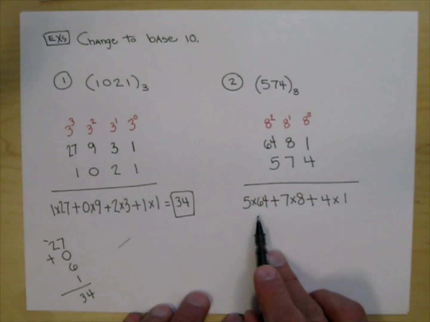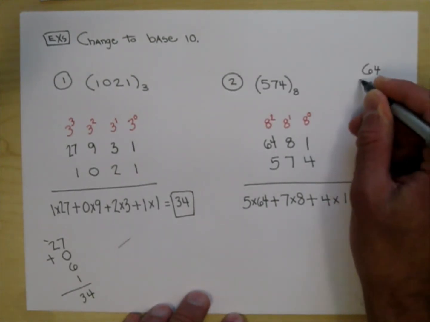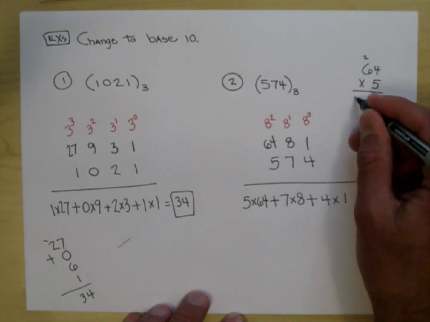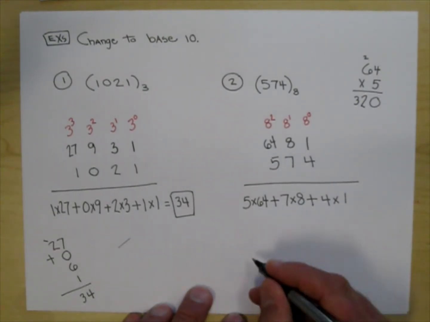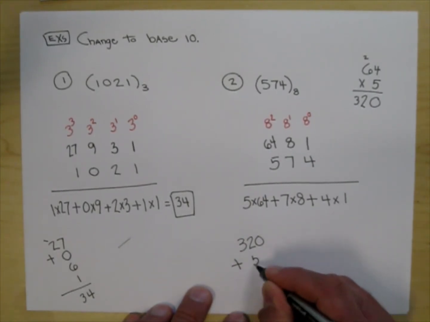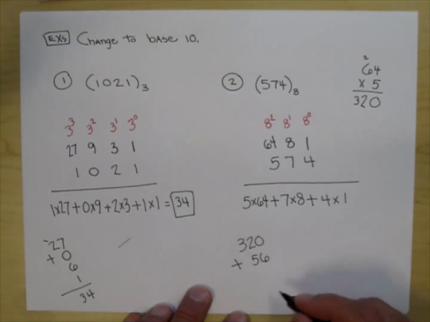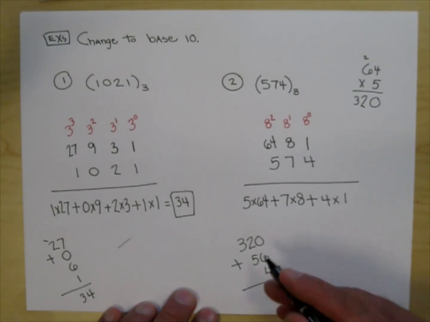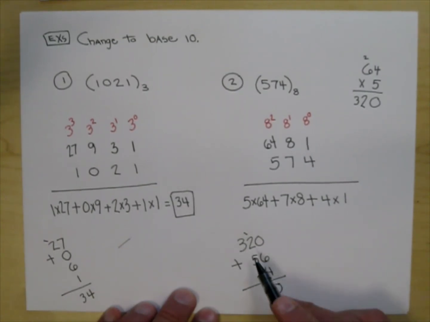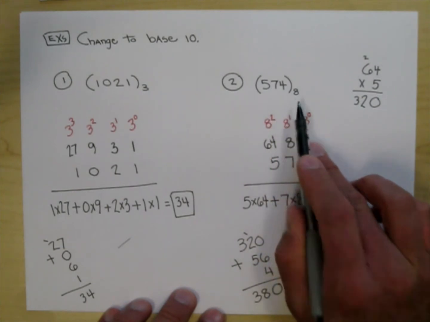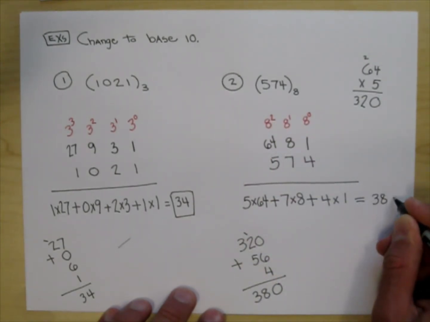Okay, so I'm going to do this a little off to the side here. 64 times 5. So that is 20, carry the 2, 30 plus 2 is 32. So this is 320 plus 7 times 8 is 56, plus 4 times 1 is 4. Now I'm going to add these numbers up. 6 plus 4 plus 0 is 10. 5 plus 2 plus 1 is an 8, and then the 3. So this number, 574 base 8, is really 380.